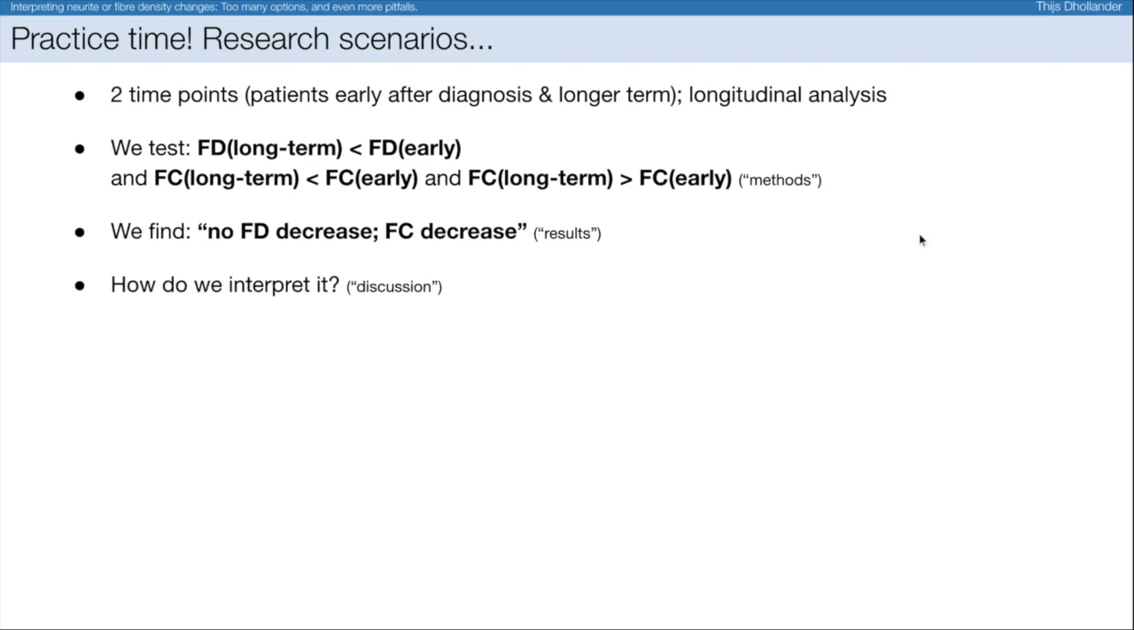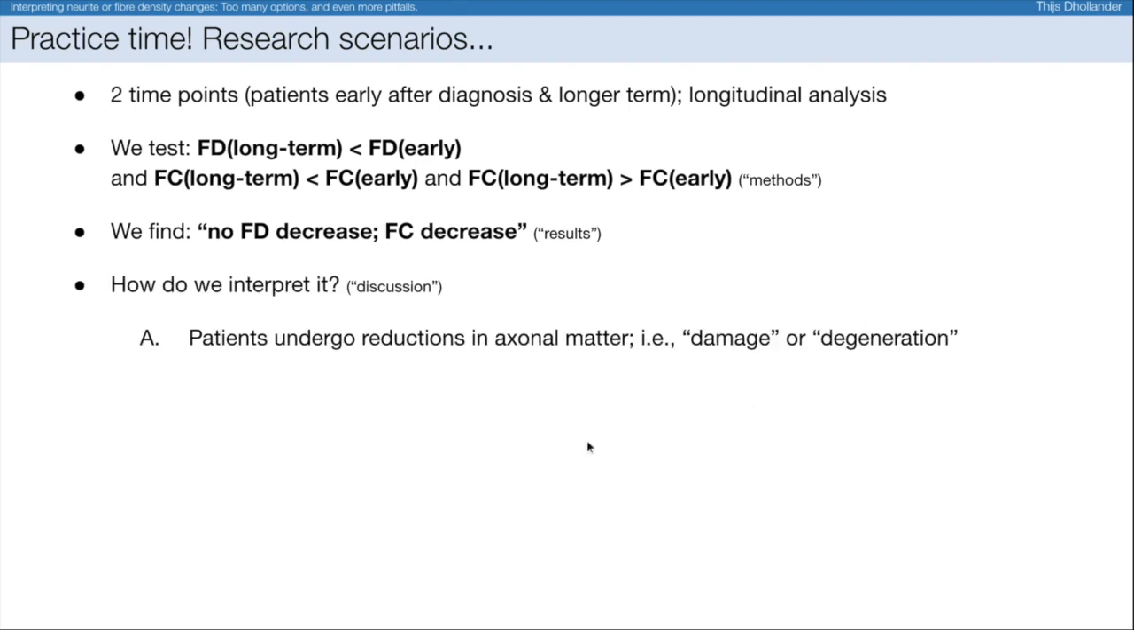How do we interpret it? Well, we could say, again, patients undergo reductions in axonal matter, damage or degeneration, maybe based on the FC decrease. Seems to make sense. But again, is there something else we could imagine? Think about it.